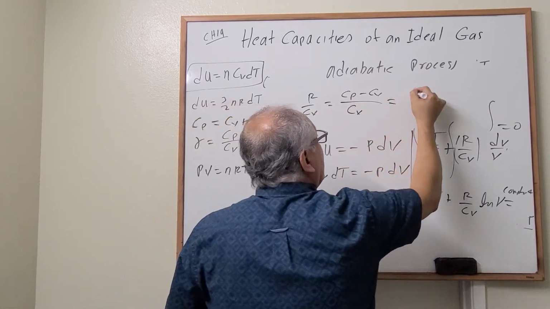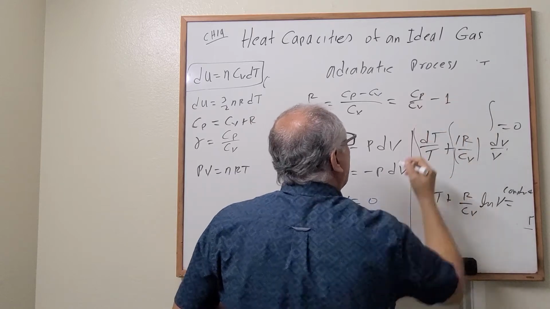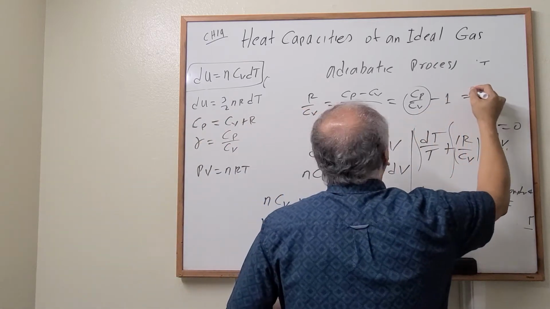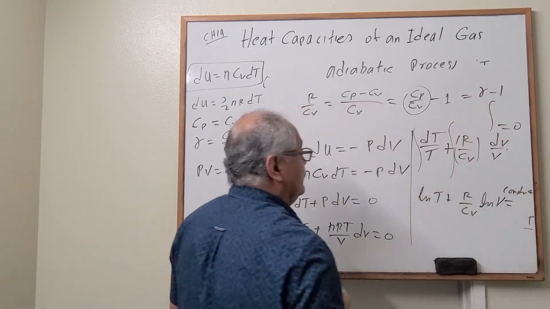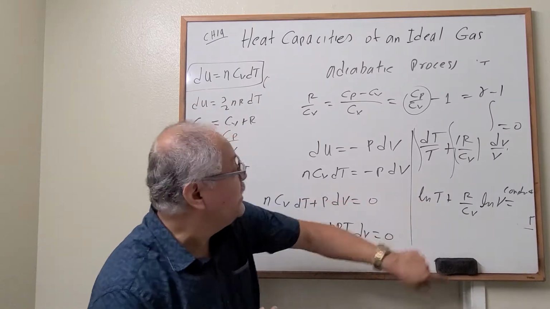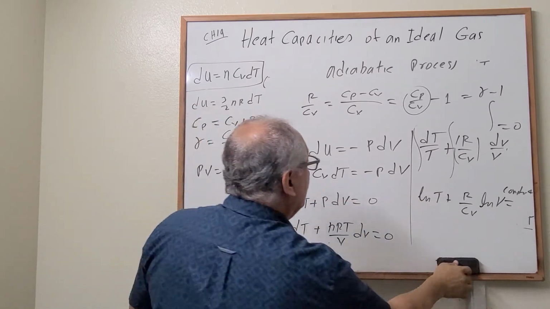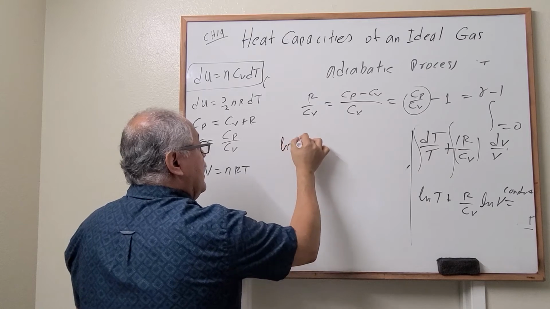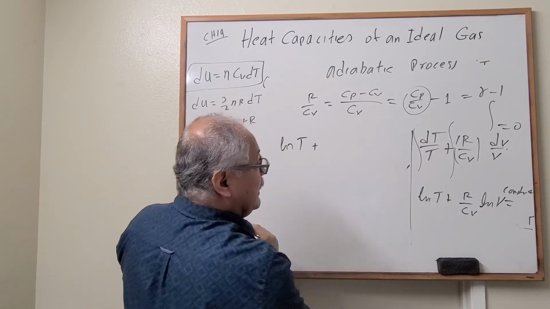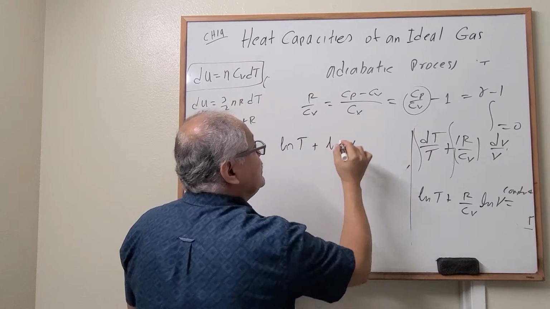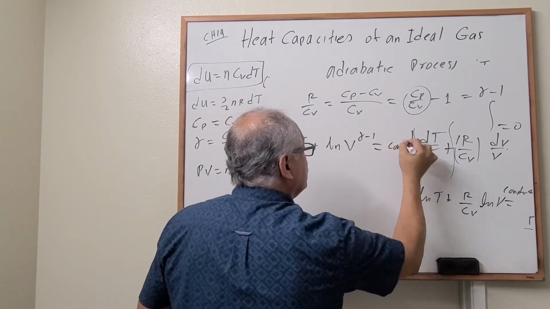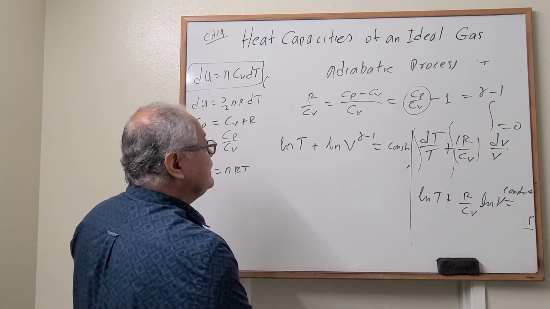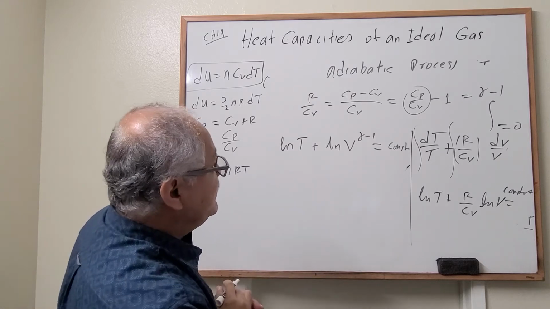So it's equal to Cp over Cv minus 1. But we already defined this quantity as gamma, so this is equal to gamma minus 1. Now let's go back to the first equation right here, and what do we have? Well, we have that ln of temperature plus ln of V to the gamma minus 1 is equal to a constant, correct?